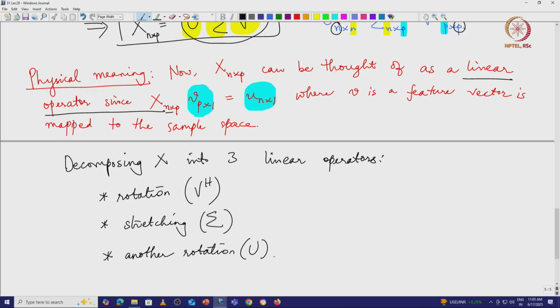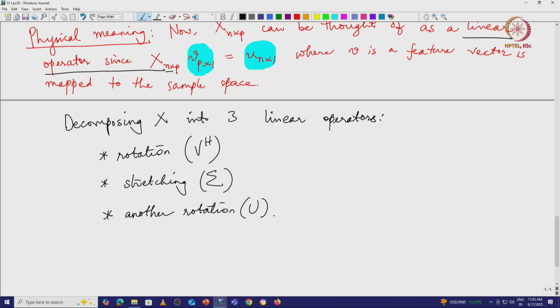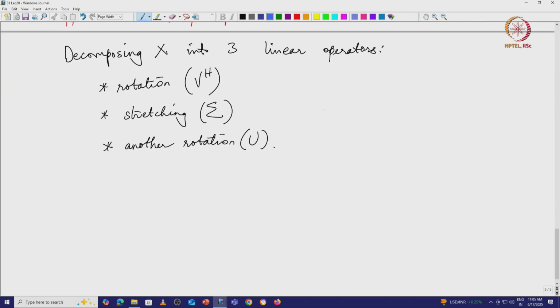Right, and this is how it helps you to find the directions in which the variance is maximum. If you remember, that was the physical interpretation of principal component analysis. It tells you the directions along which the variance is maximum. Okay. So, how does this happen? Let us draw an illustration.